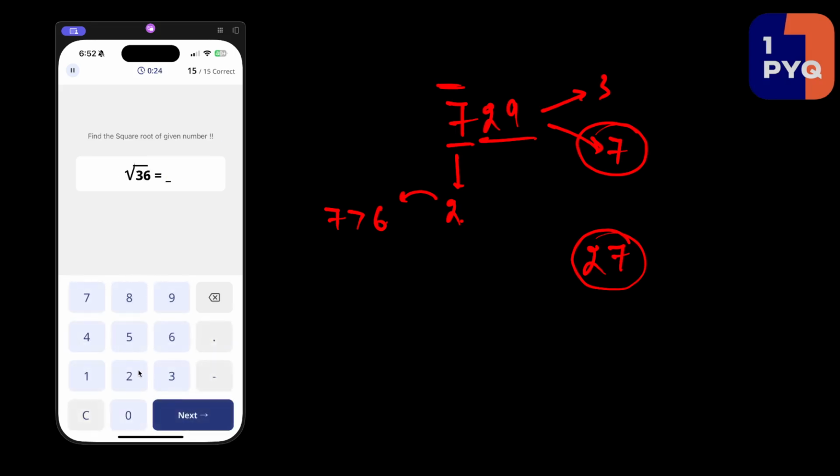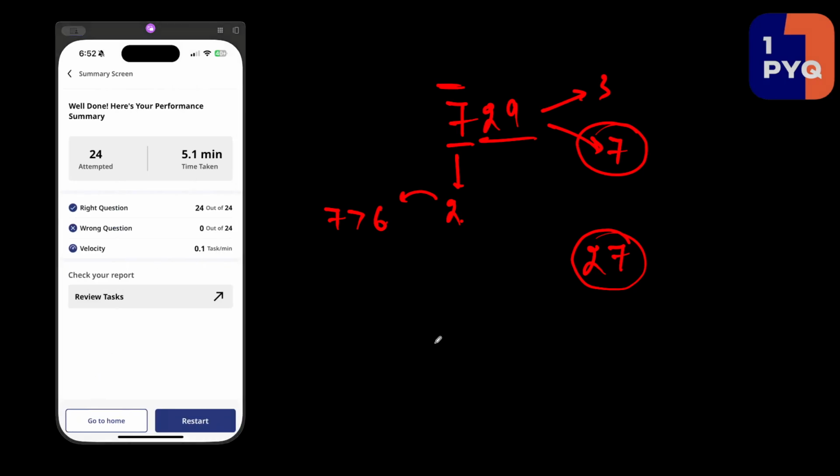484, this is going to be 22. 36 is going to be 6. This is going to be 21. This is going to be 12. 324, this is going to be 18. This is going to be 8. This is going to be 10. 25, this is going to be 5. 16, this is going to be 4. 625 is 25. 196 is 200. No, this is going to be 16. My goodness. 196. This was a definite 14. Okay, 14 was the root of 196.